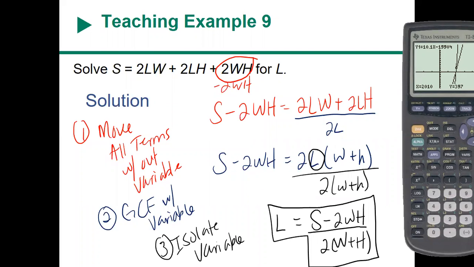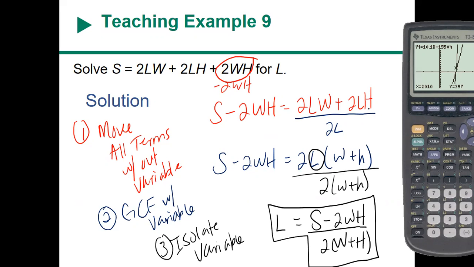All right, isolating a variable. So step one is you want to move all terms without the variable. And that's why we subtracted 2WH and we were left with what's in red. Okay. Then second, we want to find the GCF with the variable.